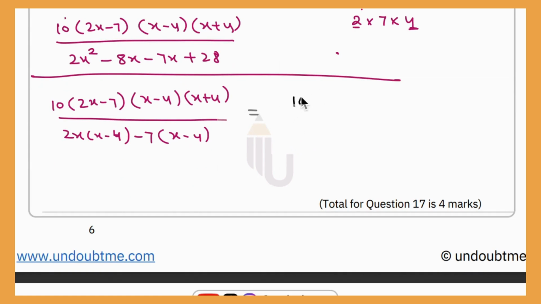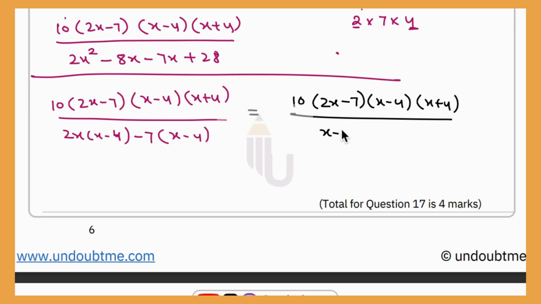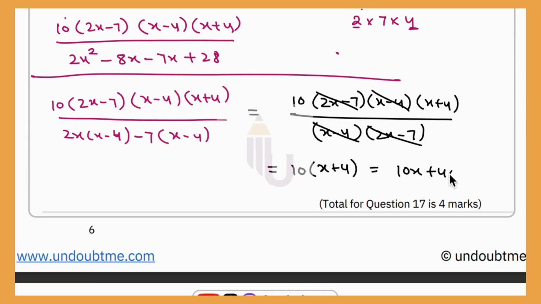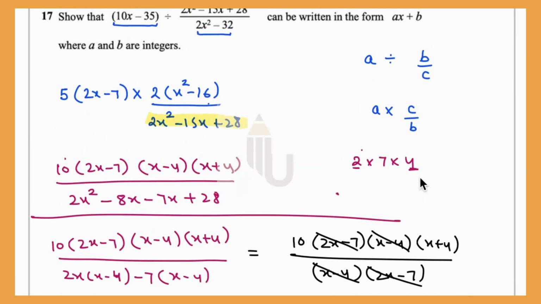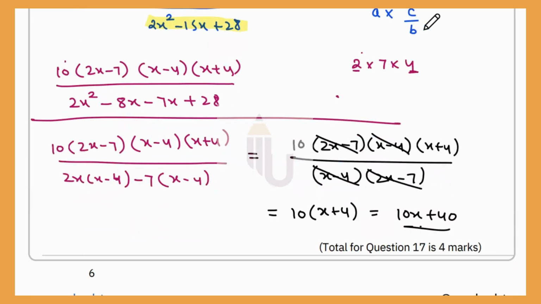Okay, so numerator 10 times 2x minus 7, x minus 4, x plus 4 over x minus 4 and 2x minus 7. X minus 4 got cancelled. 2x minus 7 will also get cancelled, and we are left with 10 times x plus 4, which can also be written as 10x plus 40. They had given us to write it down in the form of ax plus b. So 10x plus 40, it is in that form where a will be 10 and 40 will be b. Okay, just in case if they ask, then we should know how to write it. Moving on to the next question.